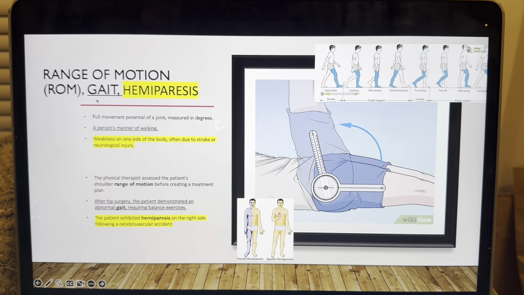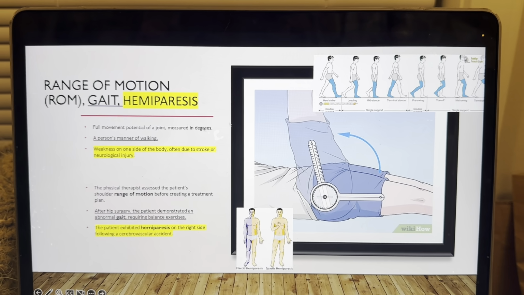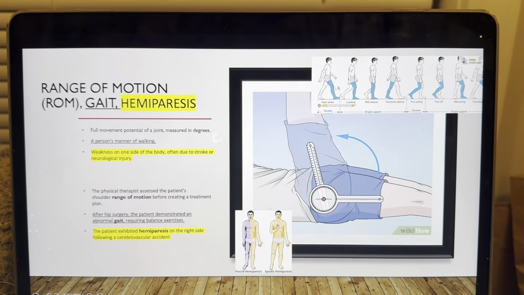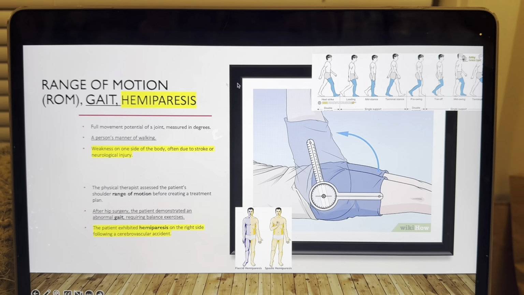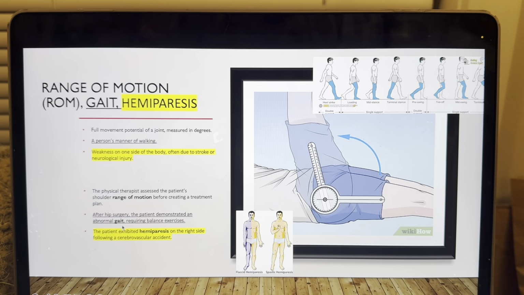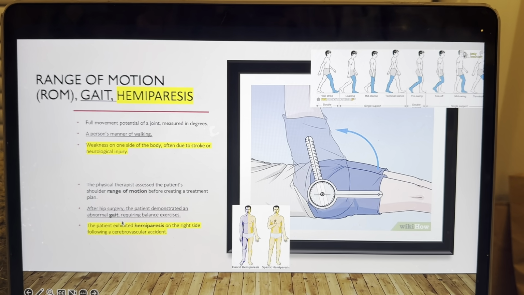The next one is gait, which is a person's manner of walking. We have an image of gait analysis that will actually be learned in PT school. And an example sentence is, after hip surgery, the patient demonstrated an abnormal gait requiring balance exercises, which is pretty common.